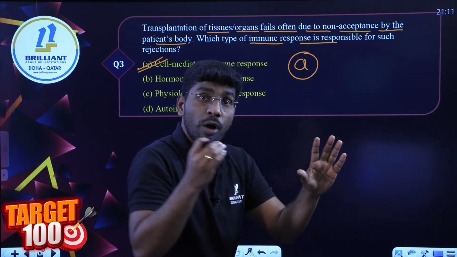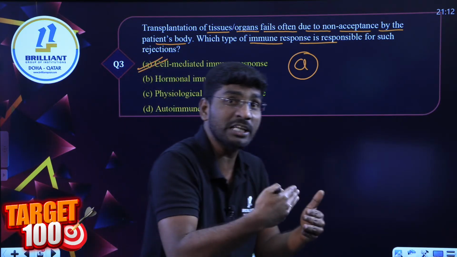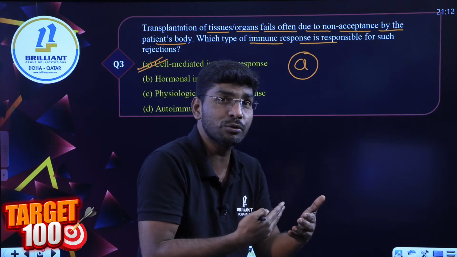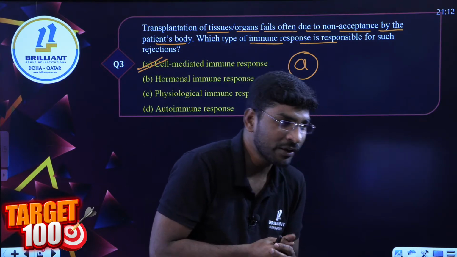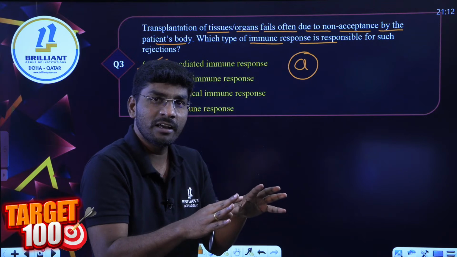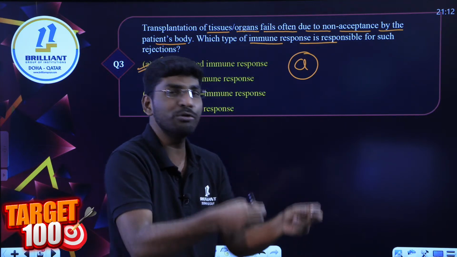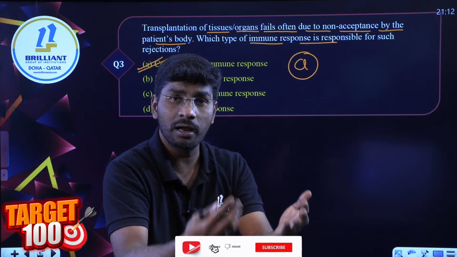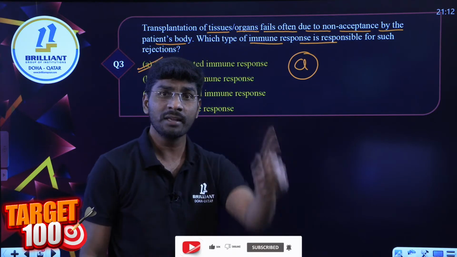Am I clear? To avoid this graft rejection process, can anyone tell me what chemicals or drugs the patient takes? We have discussed this in the Microbes and Human Welfare chapter also. A patient takes some drugs to suppress the immune response. Immunosuppressor agents, very good, absolutely. Immunosuppressor agents are administered to the patient to avoid graft rejection. Everyone remember. Am I clear?